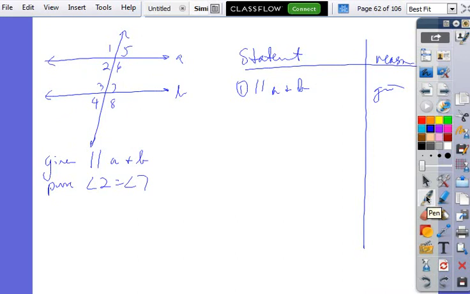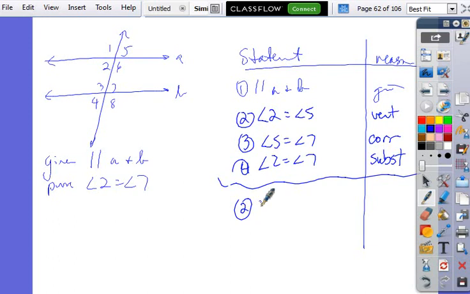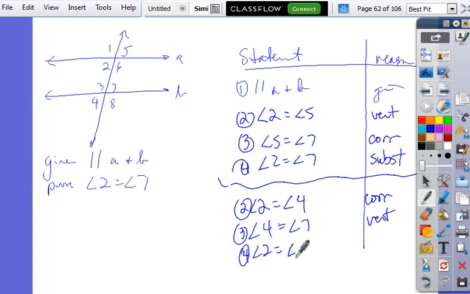Start with angle 2 is equal to angle 5 because of vertical, and then angle 5 is equal to angle 7 because of corresponding. Then that puts angle 2 equal to angle 7 by substitution. I could have done it the other way: angle 2 is equal to angle 4 because of corresponding, angle 4 is equal to angle 7 because of vertical, so angle 2 is equal to angle 7 by substitution. It's the same proof, just a different order.